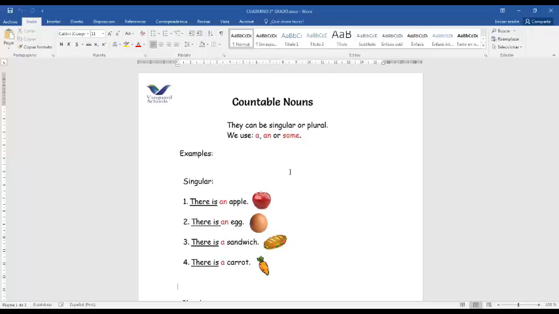We use a, an, or some, ¿ok? With countable nouns, it means singular o plural, ¿ok? Significa que son los sustantivos que podemos contar. Puede ser en singular o puede ser en plural, ¿ok? Para esto nosotros utilizamos a, an, or some. Here we have some examples.